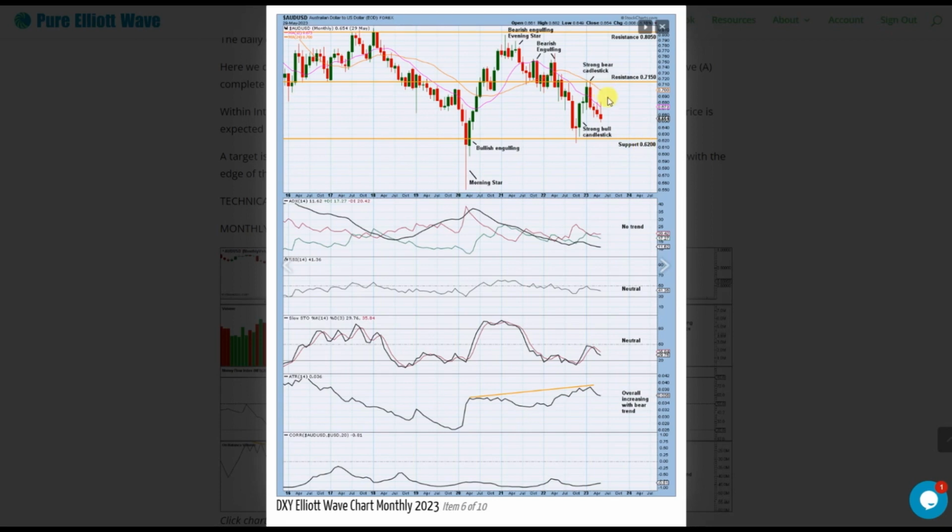Trading below both the 1 and the 2-year moving averages. And while this was not a bearish engulfing because it did not engulf the top of the candle, it is a very strong bearish candlestick. ADX indicates no trend, RSI is neutral, stochastics are neutral, and ATR is increasing with the bear trend.